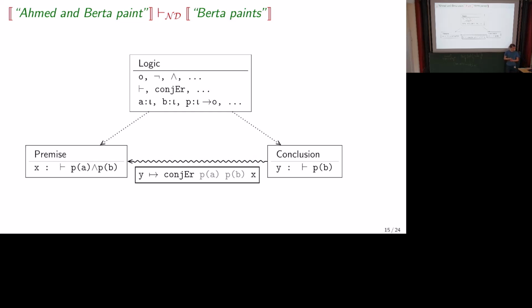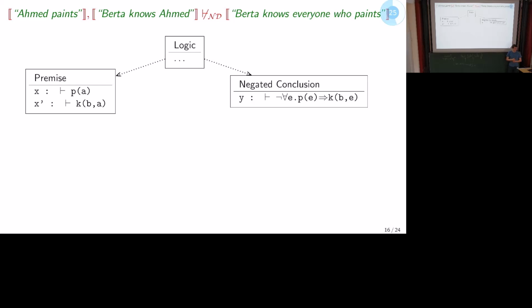We can also check examples when that's not the case. We can have premises: Ahmed paints, Berta knows Ahmed. And we say it doesn't follow in general that Berta knows everyone who paints, because maybe there's somebody else who paints and Berta doesn't know that person. So we can write this down in MMT.